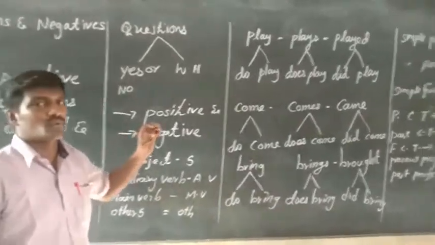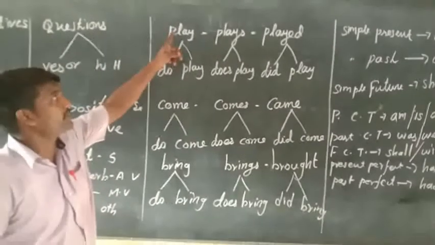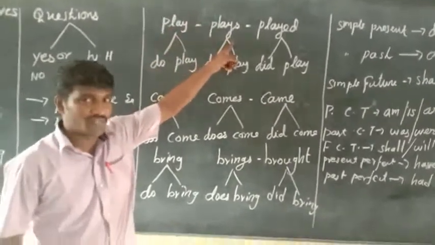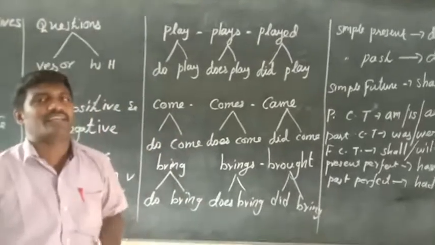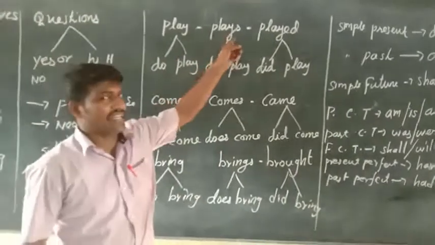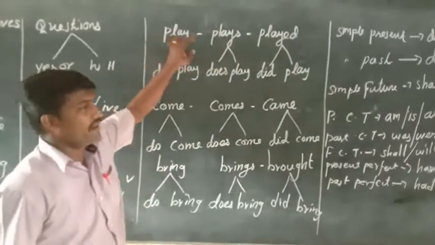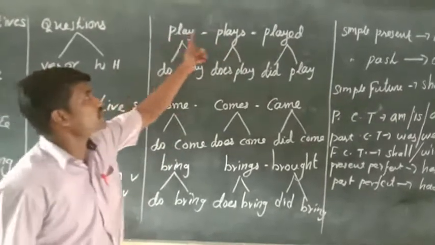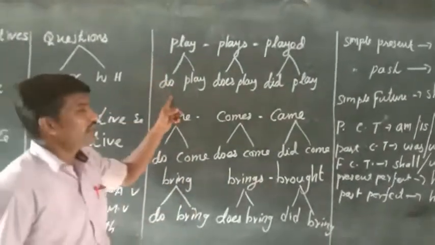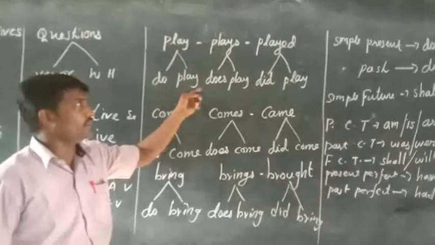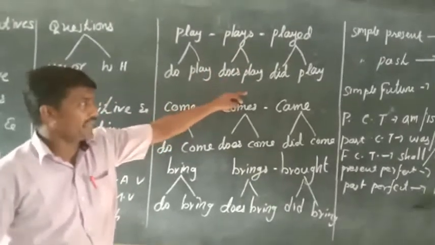So how to bring the auxiliary verb? Play. This is the present verb. When we find the third person singular in the simple present tense, we add the s with the verb: play, plays. Then another one, verb 2, played. Play, plays, played. So these 2 verbs can be used in the simple present tense only. Do is the auxiliary verb, play is the main verb. When we find the s, here we have to bring does and play.